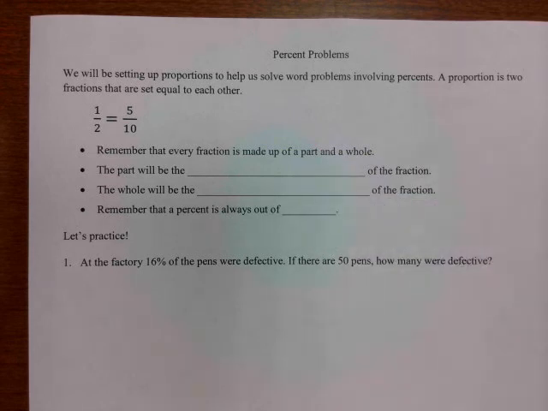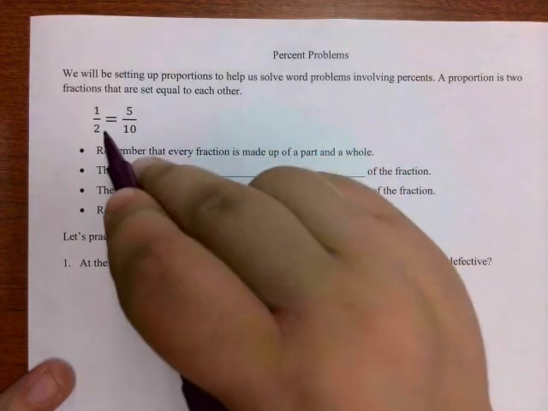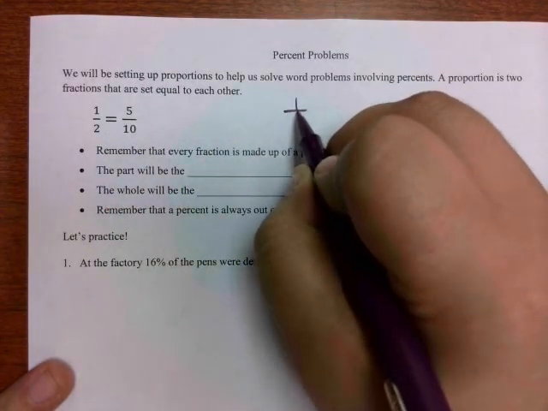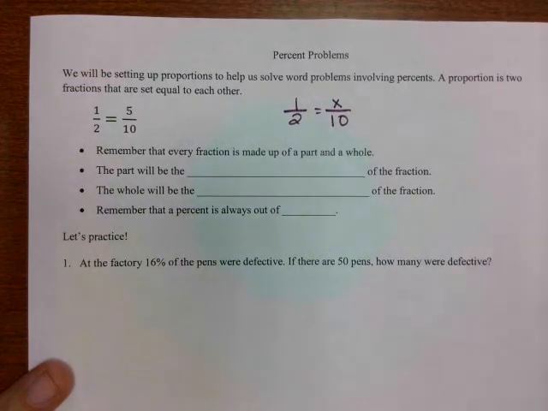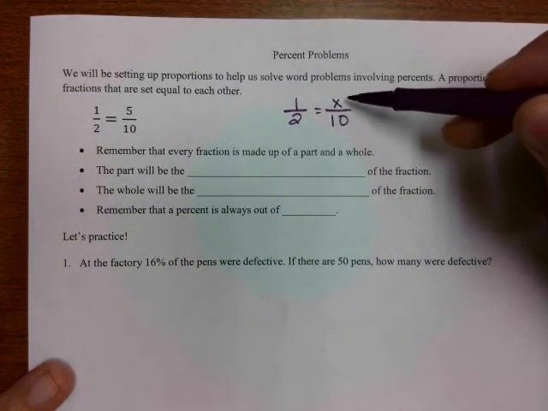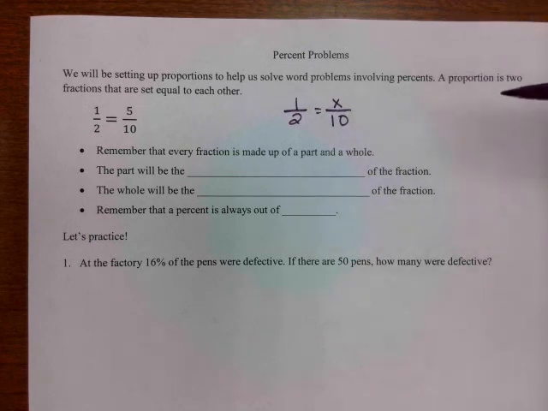So let's get started. We will be setting up proportions to help us solve word problems involving percents. A proportion is two fractions that are set equal to each other. For example, 1/2 is equal to 5/10. The only difference is today we are going to have one of these numbers missing. So for example, it could be 1/2 is equal to x over 10. The x is what's known as a variable in math, and it represents an unknown value that we're solving for.